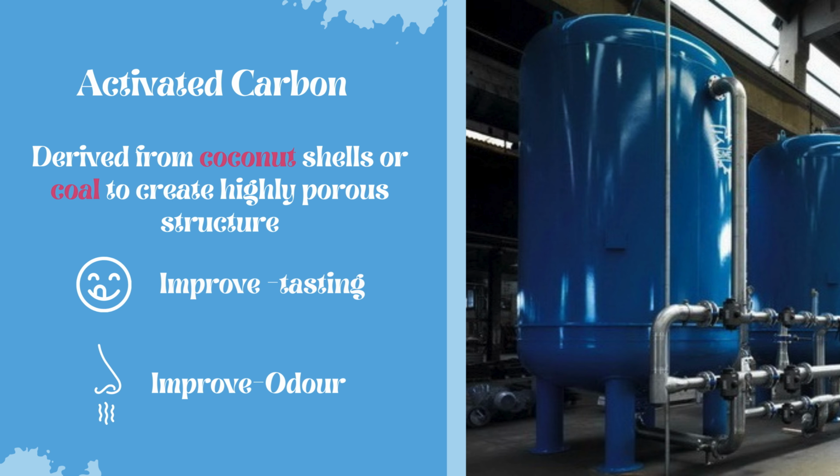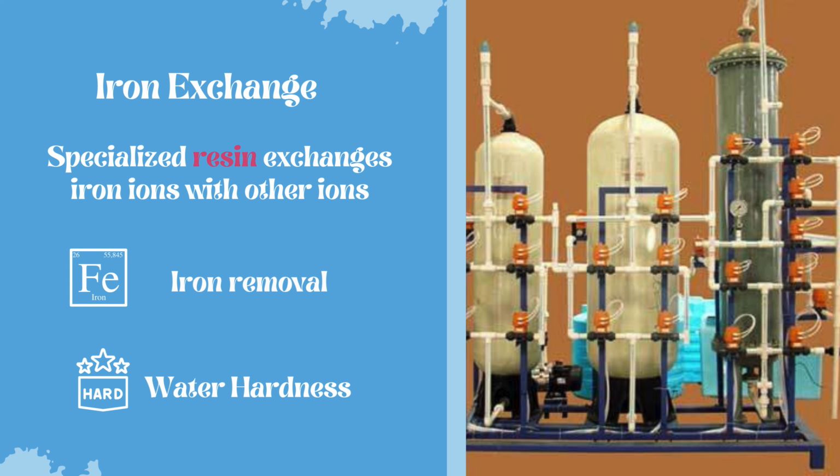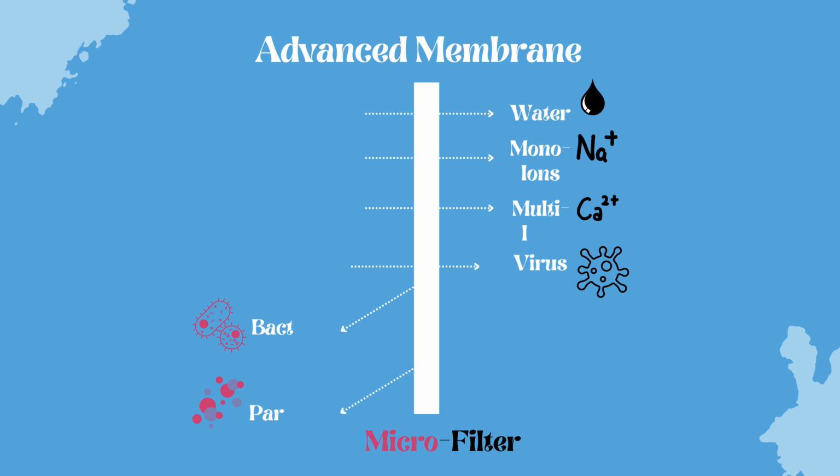Activated carbon filters use carbon or coconut shells to remove odor and organic pollutants, improving water taste and odors. Ion exchange filters employ specialized resin to exchange ions with other ions, ideal for ion removal, and say goodbye to water hardness. Let's enter the age of advanced technology, membrane technology.